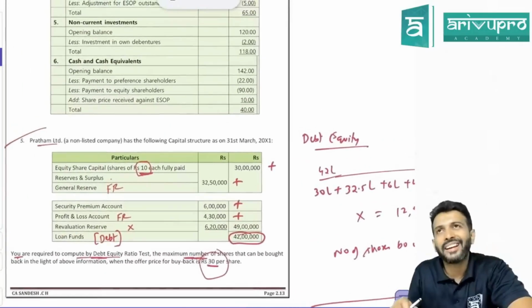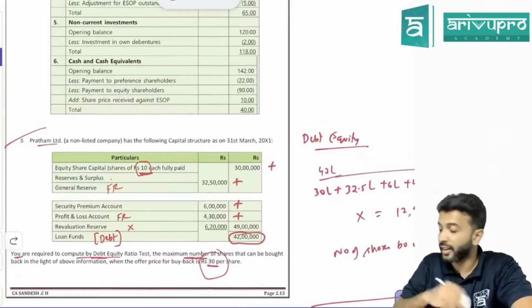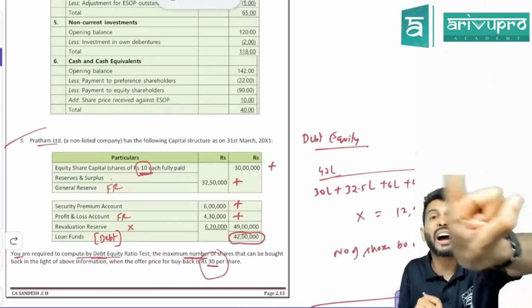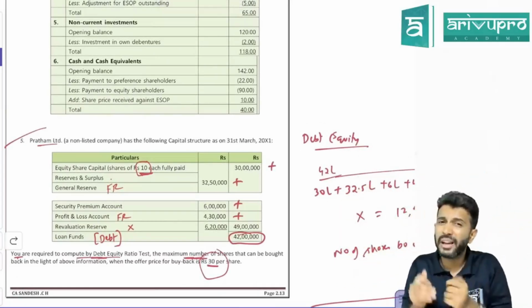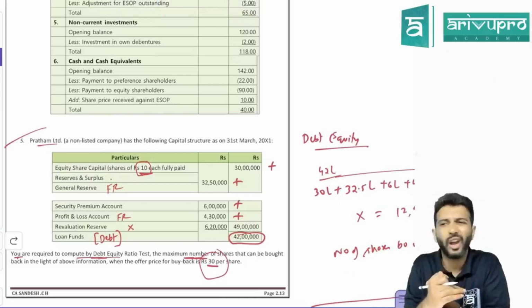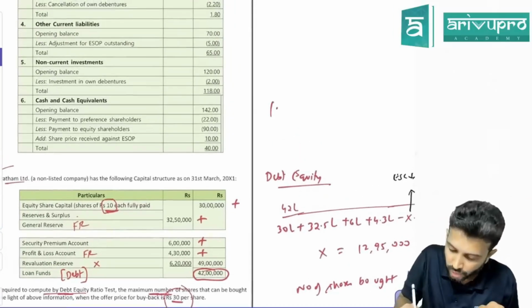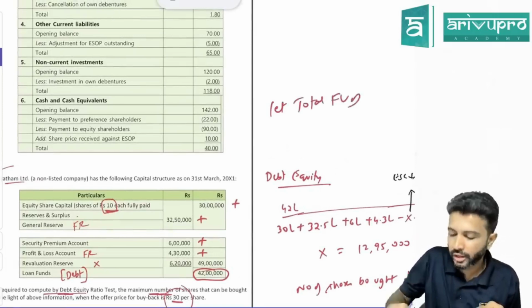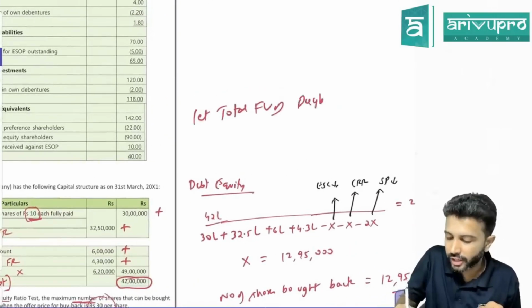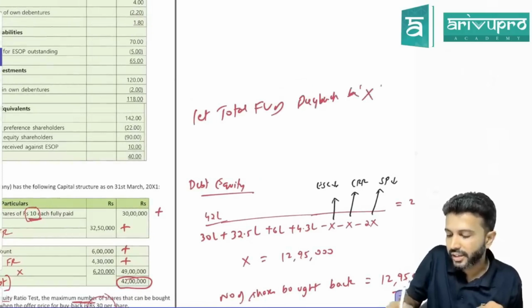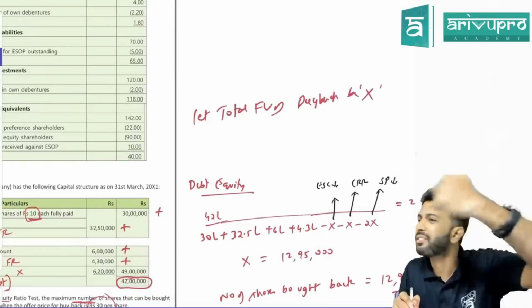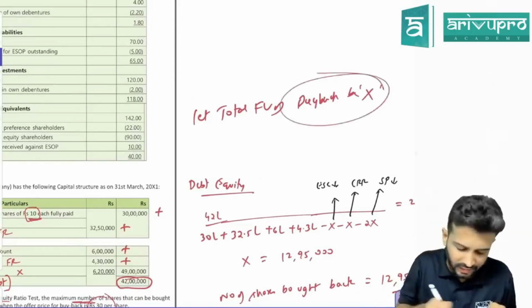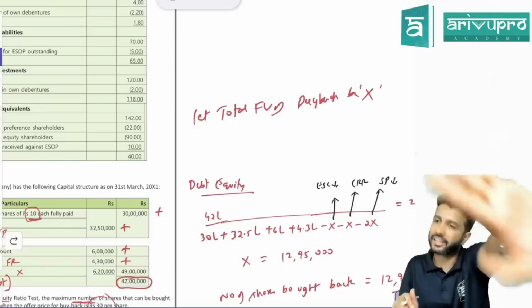Now, can I take that number, or should this equity be after buyback? This equity should be after buyback. After buyback, will equity share capital be the same? No. Hence, what is the first assumption we'll write? Let the total face value of the equity shares bought back be X. Share capital is always shown at face value, so let the face value of equity shares bought back be X.